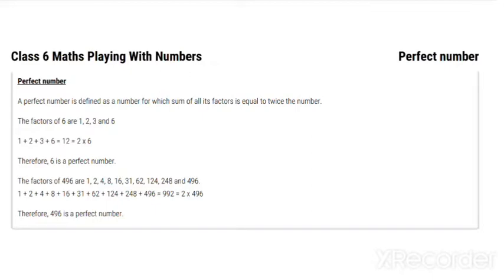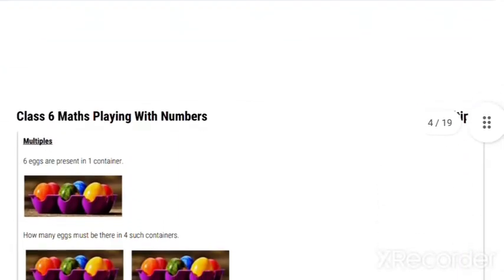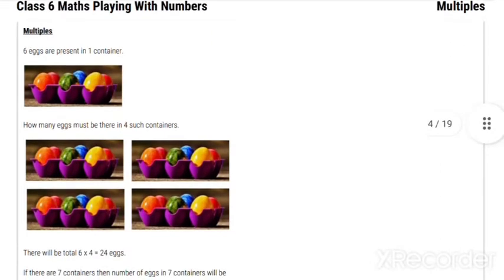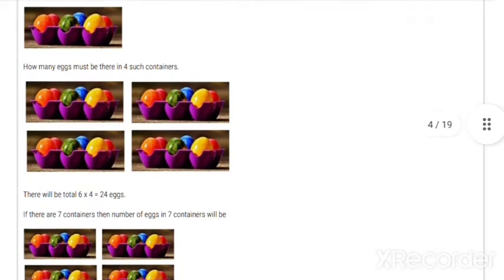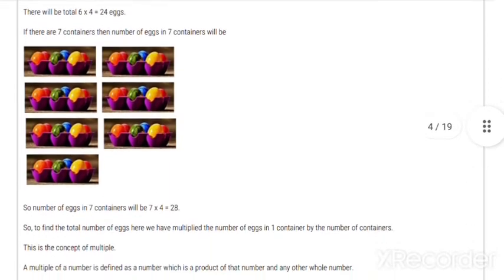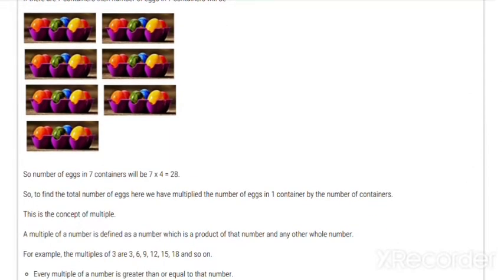So, children, now come to the next topic, that is our multiples. Now, children, 6 eggs are present in one container. Look on the screen. Now, if 4 such containers are present before you, how many eggs must be there in 4 such containers? There will be total 6 into 4, that is 24 eggs. And if there are 7 containers, then the number of eggs in 7 containers will be more, that is equal to 28, that is 7 4s are 28.